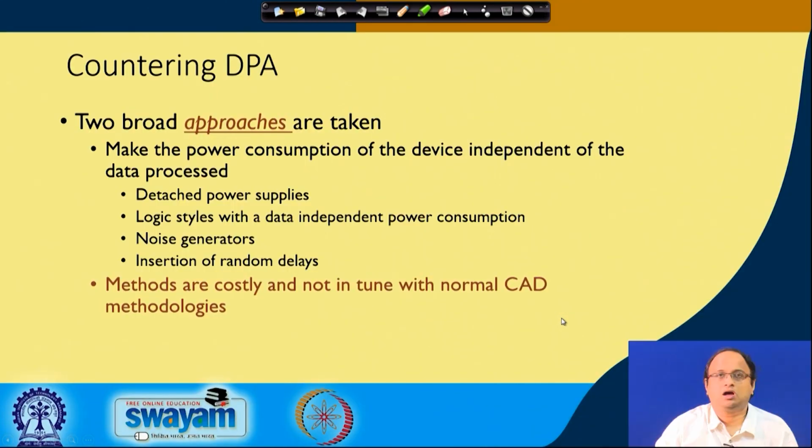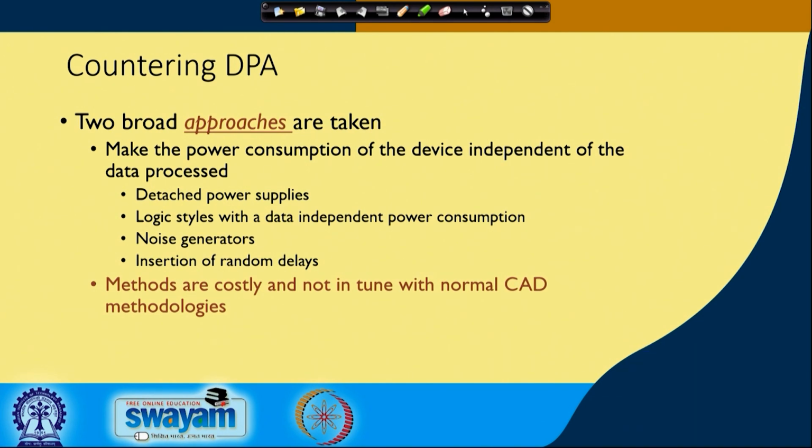So, to start with, how can we counter DPA? As we have seen, differential power attacks fundamentally work by exploiting the fact that power consumption depends upon the underlying data. There could be several strategies, broadly classified into two approaches. The first approach, which is very popular, is to use ad hoc design techniques with the objective of making the power consumption of the device independent of the underlying data.